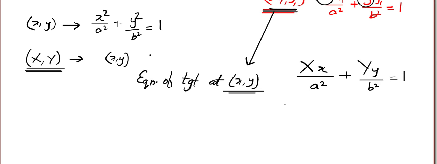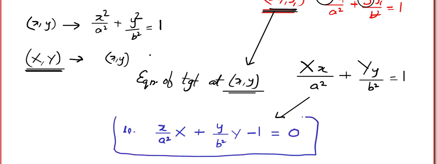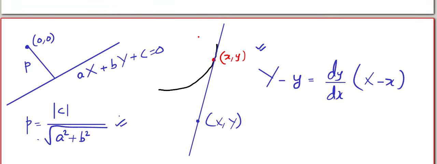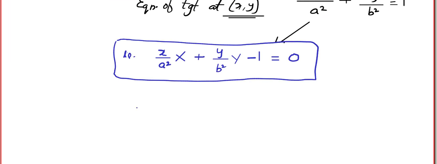Okay, now let's write it as an equation of a line. That is x by a square into capital X plus y by b square into capital Y minus 1 is equal to 0. Okay, so we are ready with the equation of the tangent. Now let's go back and see how to find p. What do we mean by p? p means the distance between the origin and the tangent, and it is given by the modulus of the constant part divided by the root of the sum of the coefficient squares.